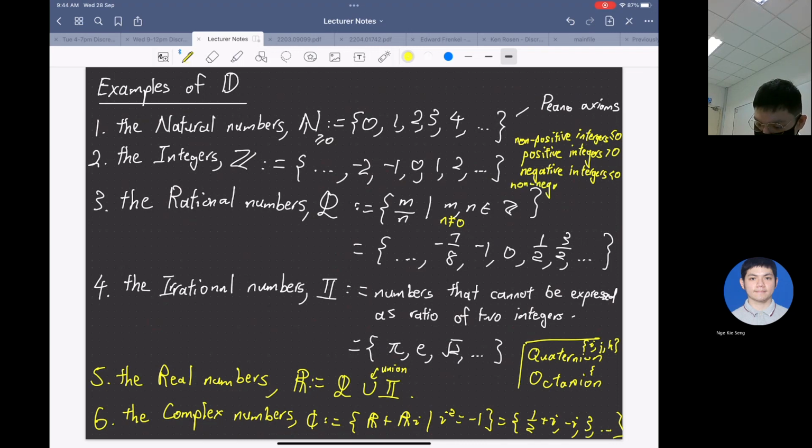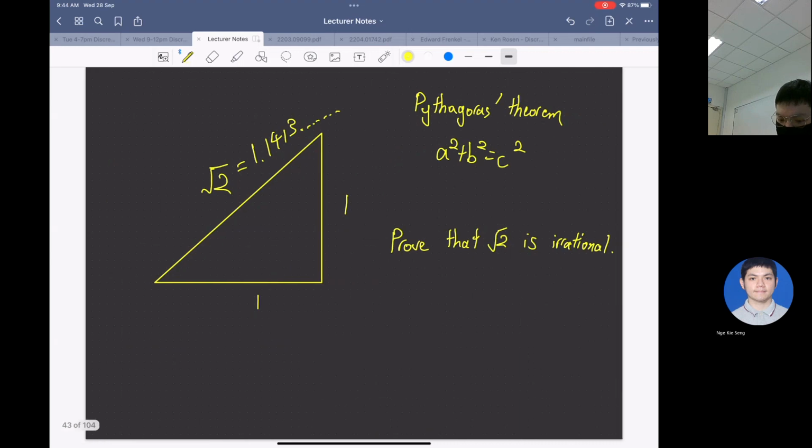Non-negative is what? Greater than or equal to 0. Yeah, so these are the domains of this course that you need to know.